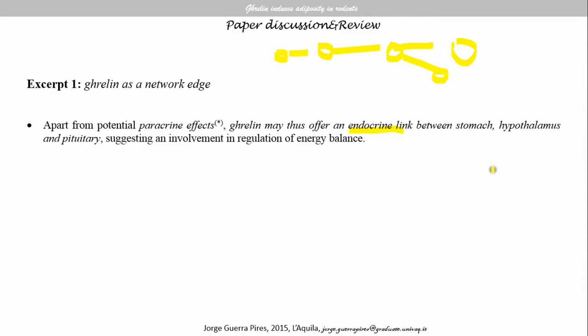As I said before, you have three players in this small network: the stomach, the hypothalamus, and the pituitary gland. Since the hypothalamus and the pituitary gland are recognized to be connected to energy regulation, to energy homeostasis, it gives you the conclusion that maybe Ghrelin can be connected to regulation of energy balance in your body.